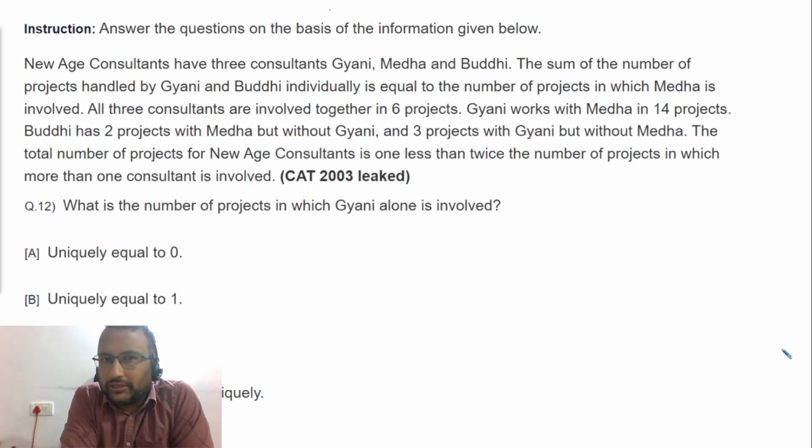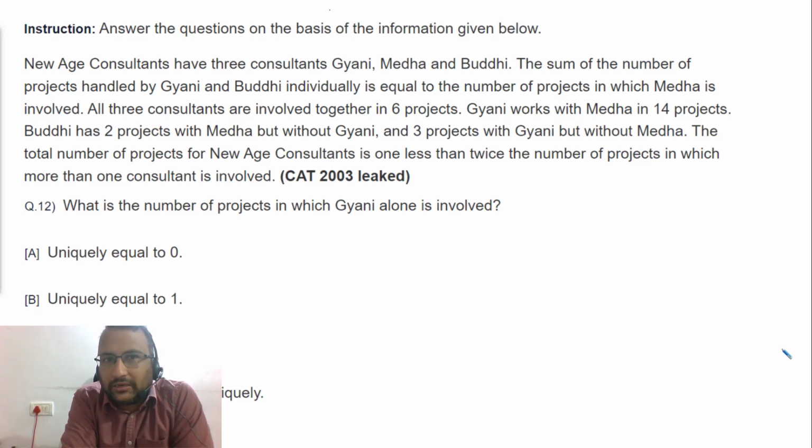The next question is from CAT 2003. There are two questions dependent on the same data, question number 12 and question number 13. New Age Consultants have 3 consultants, Gyani, Medha and Buddhi. The sum of the number of projects handled by Gyani and Buddhi individually is equal to the number of projects in which Medha is involved.